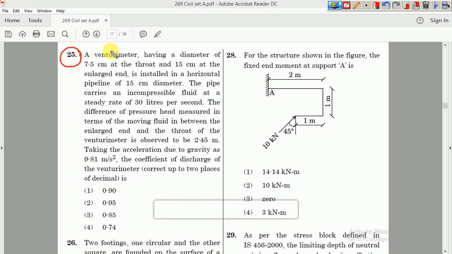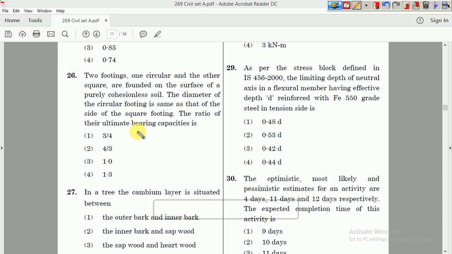Fine. Again this question comes under fluid mechanics. So the answer is 2. Fine, this question comes under geotechnical engineering. They are asking us to find two footings, one circular and the other square, founded on the surface over a pure cohesionless soil. They are asking for the ratio of their ultimate bearing capacities, which we know. The normal formula for bearing capacity of the soil is cNc plus gamma d Nq plus 0.5 gamma B N gamma.